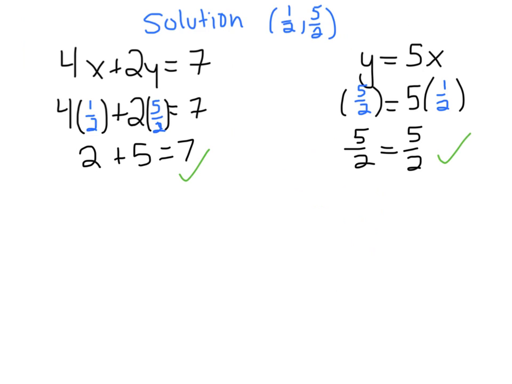Make sure that you always check your solutions and use parentheses to avoid making silly errors, so that you make sure that your ordered pair is a solution to both equations and not just one. It's very easy to make a small calculation error.